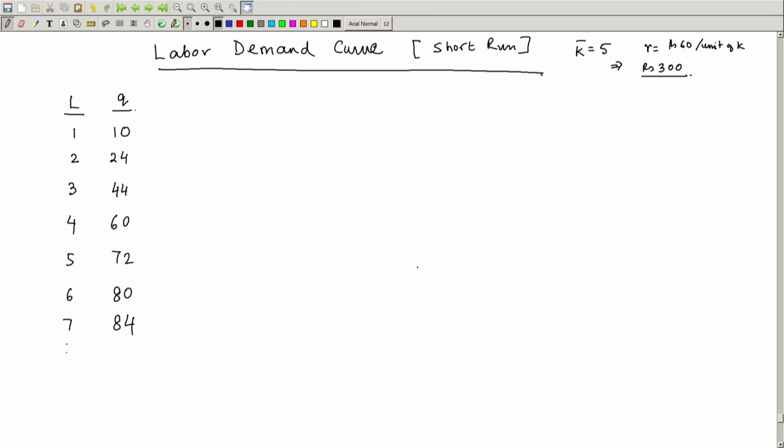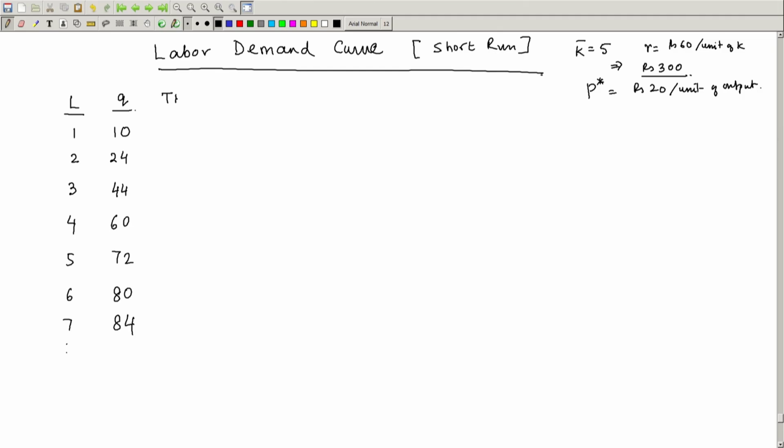Now, the firm is going to be producing these goods. Let us say the firm is producing pencils and is going to be selling these pencils at some price, and let us say the price at which it sells these pencils is rupees 20 per unit of output. So, I am producing different amounts of pencils with different combinations of labor and 5 units of capital, and I am selling them at 20 rupees per unit.